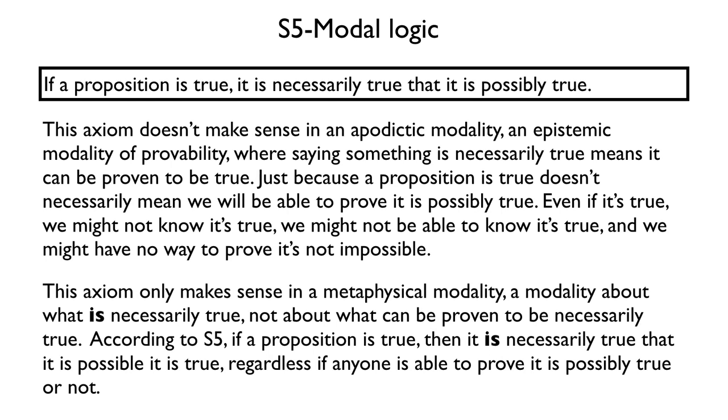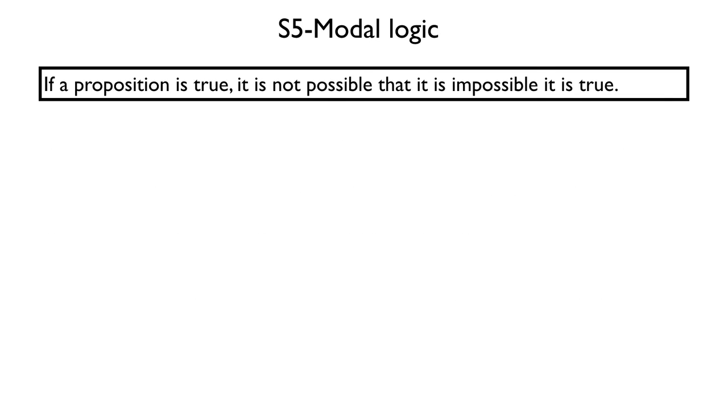This axiom only makes sense in a metaphysical modality, a modality about what is necessarily true, not about what can be proven to be necessarily true. So according to S5, if a proposition is true, then it is necessarily true that it is possible it is true, regardless of whether anyone is able to prove it is possibly true or not. So, if a proposition is true, it is not possible that it is impossible.